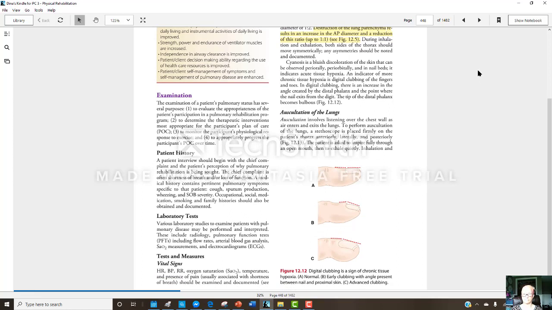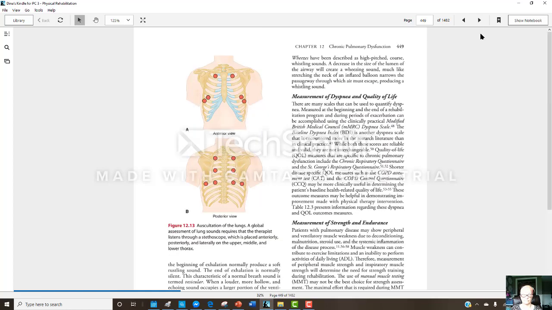Fig 12.12. Auscultation of the lungs. Auscultation involves listening over the chest wall as air enters and exits the lungs. To perform auscultation of the lungs, a stethoscope is placed firmly on the patient's thorax anteriorly, laterally, and posteriorly. Figure 12.13. The patient is asked to inspire fully through an open mouth, then to exhale quietly. Inhalation and the beginning of exhalation normally produce a soft rustling sound. The end of exhalation is normally silent.